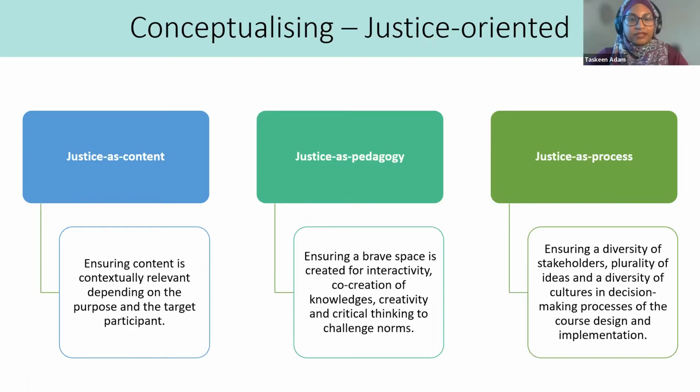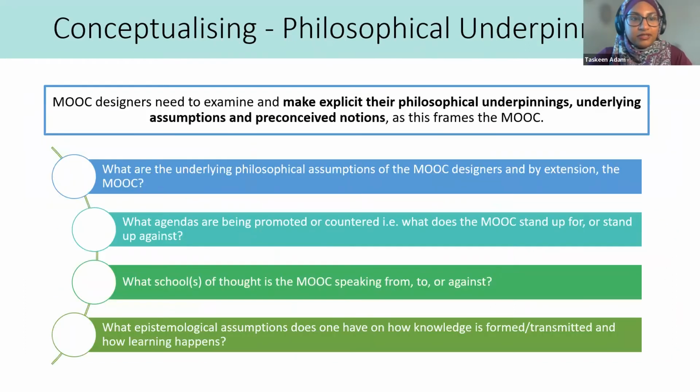Then the last one is justice as process. And this goes back to what I was saying about who is at the table, right? So ensuring that there's a diversity of stakeholders and that they bring in a plurality of ideas and a diversity of cultures in the decision-making processes. So bringing in those students at that level, bringing in practitioners, bringing in different viewpoints that can help you shape the aims and objectives and philosophies that are embedded in a course. So this could be blogs or open textbooks, different ways of including different voices in that process stage.